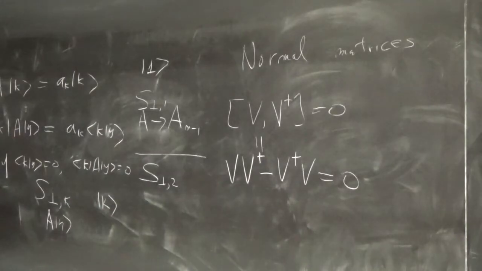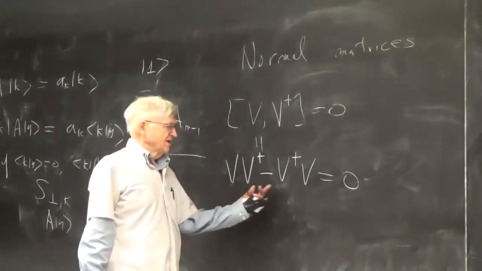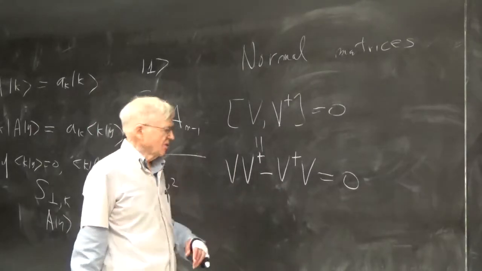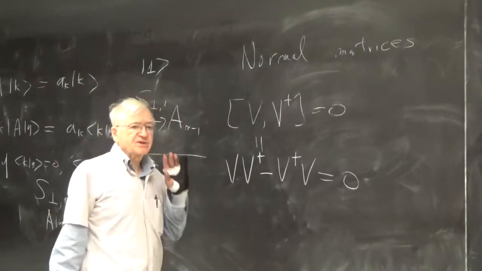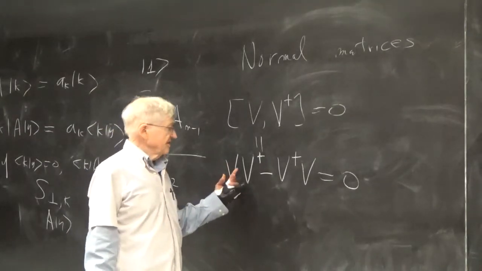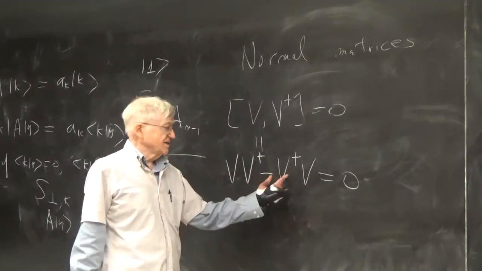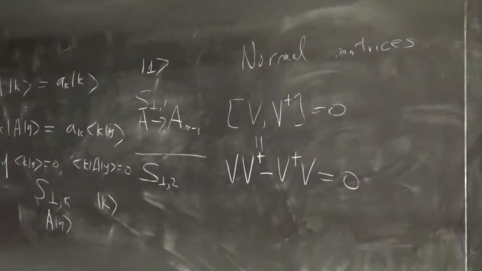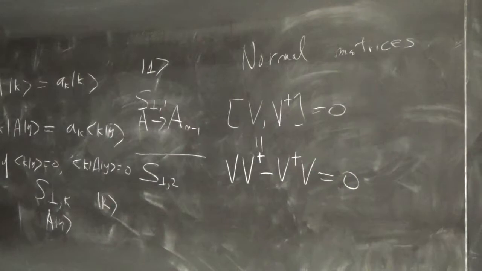Now there are some obvious normal matrices. If the matrix V is Hermitian, then these two terms are the same. So every Hermitian matrix is normal. But it's also true that every unitary matrix is normal, because if V is unitary, then V V dagger is the identity, and V dagger V is also the identity, so you get zero. So that's what's true of normal matrices.